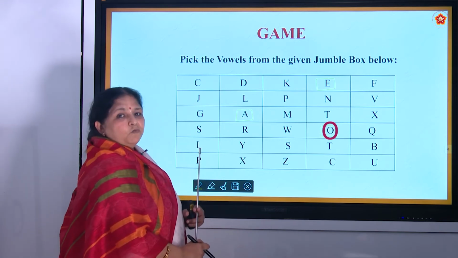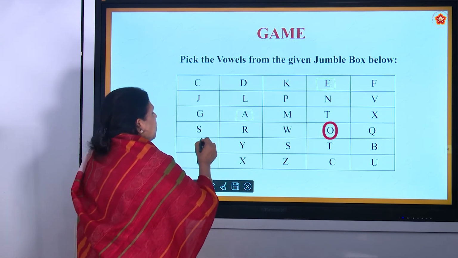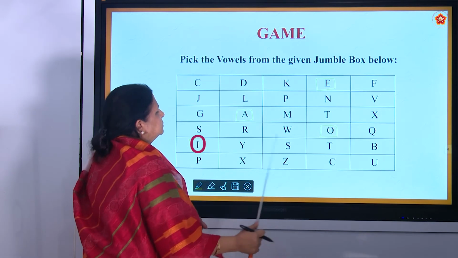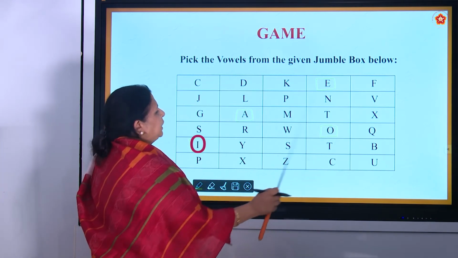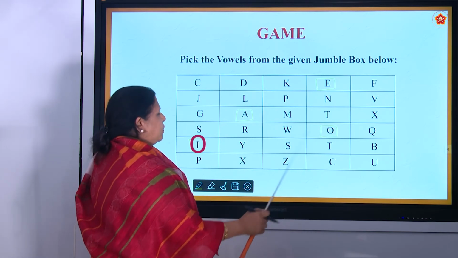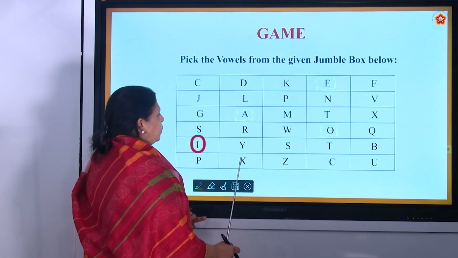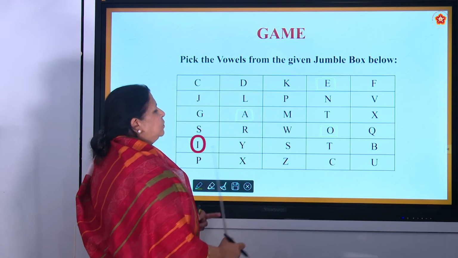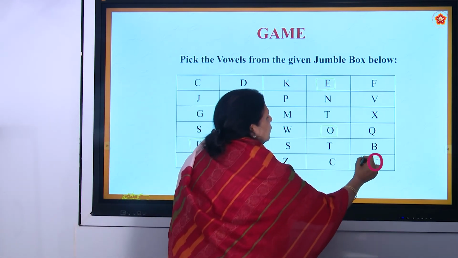Is I a vowel or a consonant? Yes, it is a vowel. Then Y, S, T, B, all are not vowels. Okay. Then P, no. X, no. Z, no. C, no. U is a vowel.